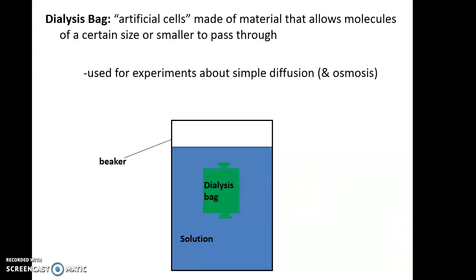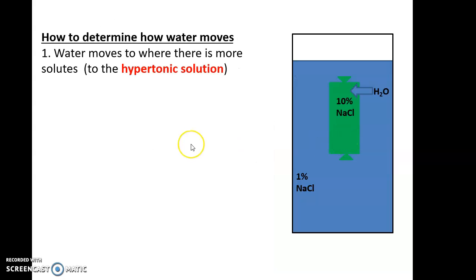So you can do a lot of experiments where you have a beaker with a solution and you put a dialysis bag inside that solution, and in the dialysis bag is another solution. So you have two solutions, one outside of the dialysis bag, one inside, and you can do experiments related to simple diffusion and osmosis. So the key thing, of course, when you think about these experiments is to understand how water is going to move.